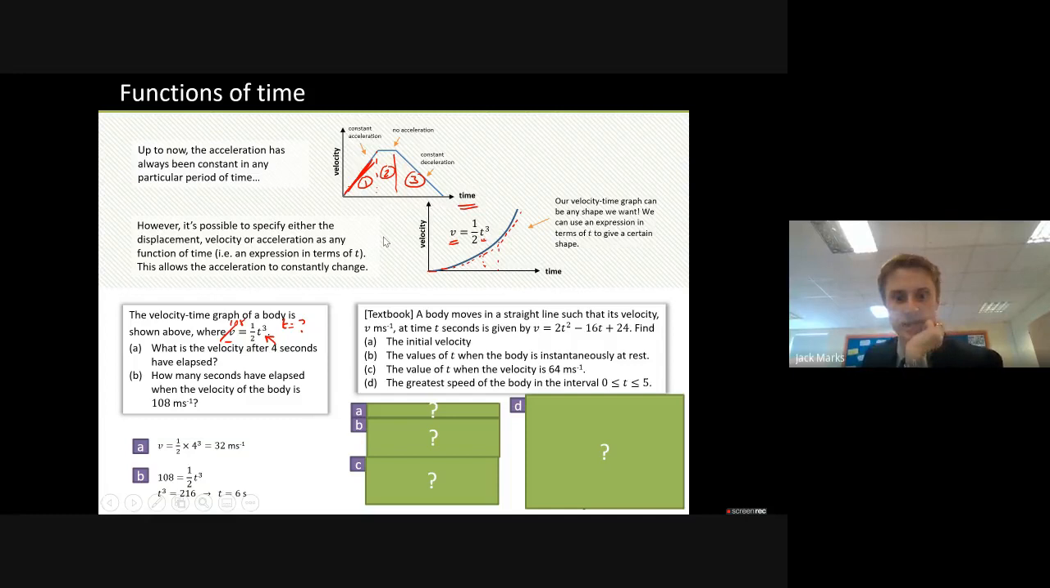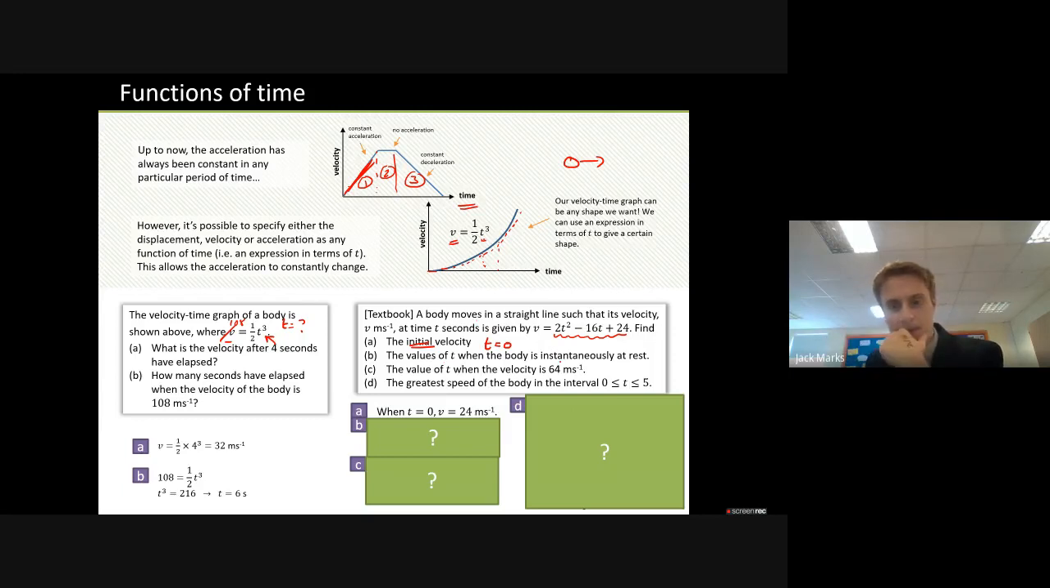A couple more examples here. So a body moves in a straight line such that its velocity at time t is given by this equation here. Okay, so find the initial velocity. Remember, initial means t equals 0. If you want the velocity, that's v equals, so put 0 in. Well, you're going to get 24. Hopefully you can see that. The y-intercept's 24.